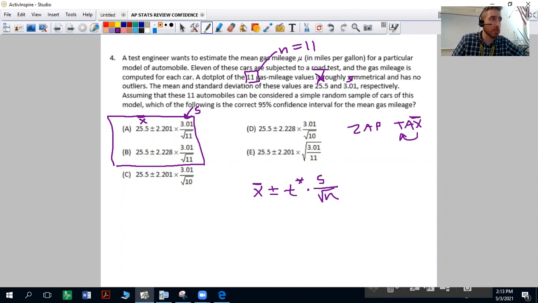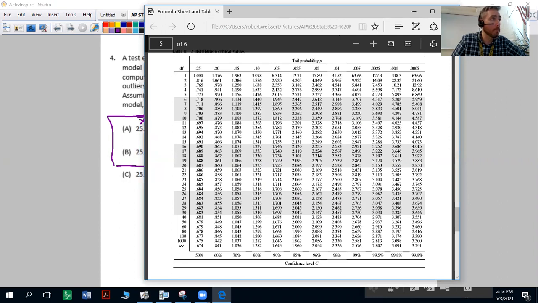Now with T, we have a couple approaches. One approach, use the table. Your degree of freedom will be n minus 1. So let's look at our n. Our n was 11. So I'm going to go to 11 minus 1 and look at 10. And then I'm going to look at that 95% confidence level again. I think that was 95%. And I'm going to match the row and the column up. So if I match those up, I'll be at 2.228. So your T star is going to be 2.228 from the table.